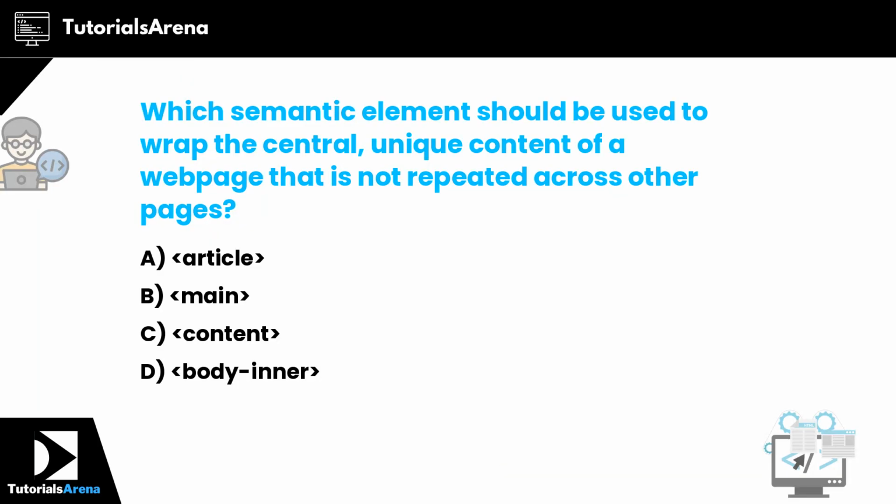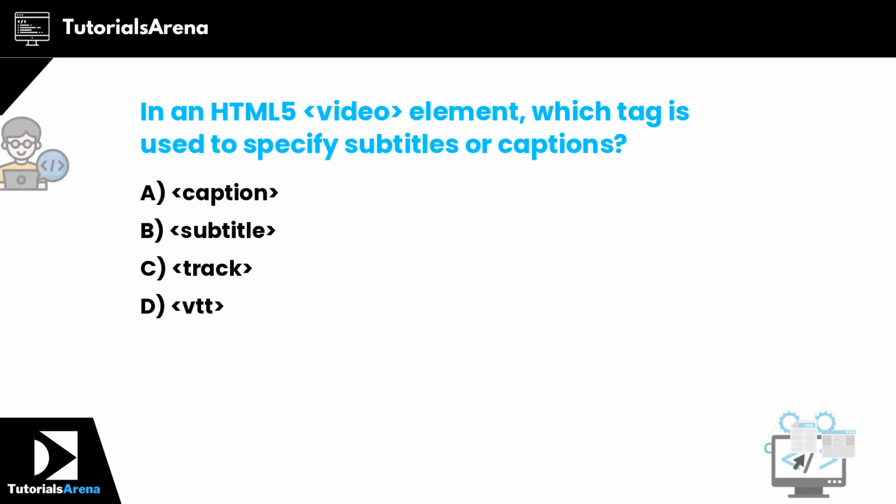Which semantic element should be used to wrap the central, unique content of a web page that is not repeated across other pages? The correct answer is option B, main. In an HTML5 video element, which tag is used to specify subtitles or captions? The correct answer is option C, track.